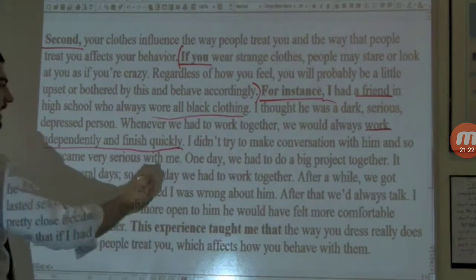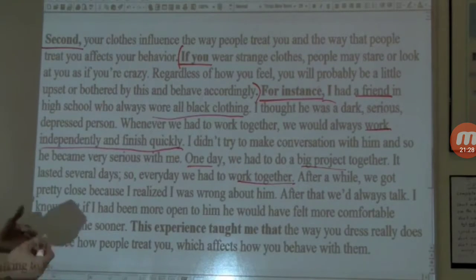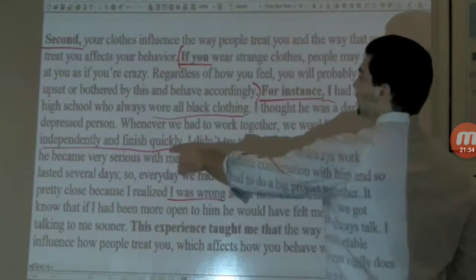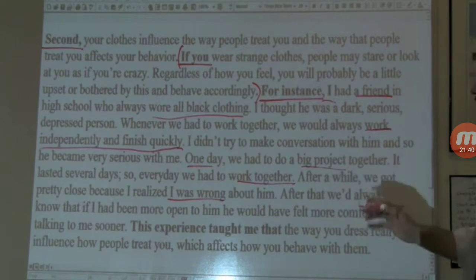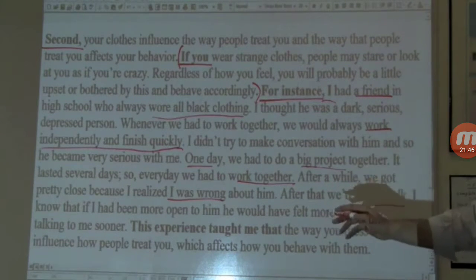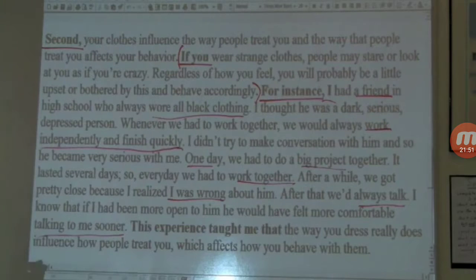What happened? Well, one day we had a big project. We worked together. We were forced to keep going. I knew I was wrong. And we always talked. But we didn't before. We finished quickly. We wouldn't really talk to each other. So in the last sentence, I explained that I know I influenced his behavior. Because it says, I know if I had been more open, he would have felt more comfortable talking to me sooner. And the idea of that is in the fact that I didn't talk to him, he didn't talk to me. We worked together, I started talking to him, he started talking to me. So he was influenced by my behavior, and my behavior was influenced by his clothing.